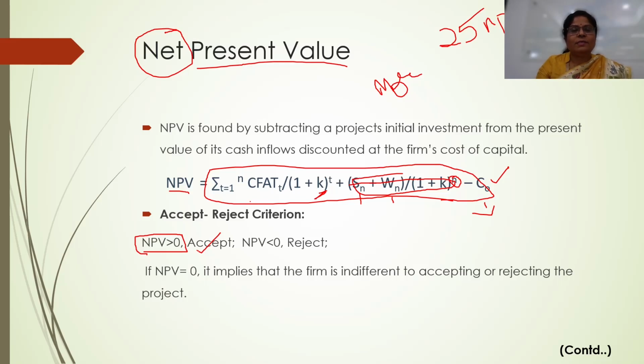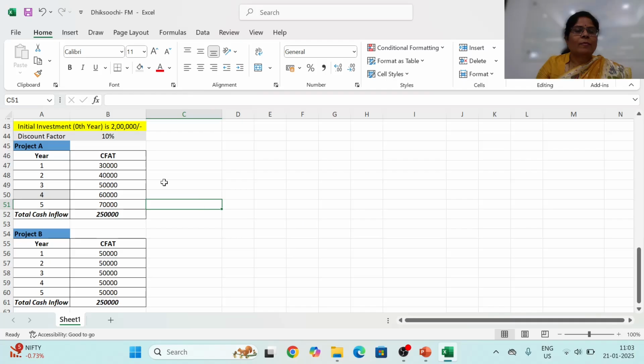Now let us see the same using the problem we used for the payback method and average rate of return. Let me use Excel and explain. Yes friend, this is the problem. The initial investment is 2 lakh rupees. Project A's duration is 5 years and it generates cash flows like this. Project B has the same duration and the cash inflows are these. Now, let us see which project is working better.